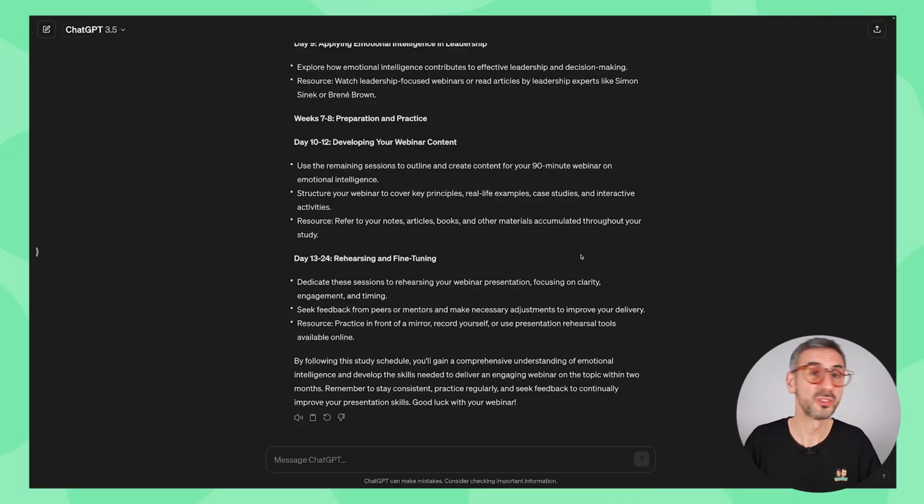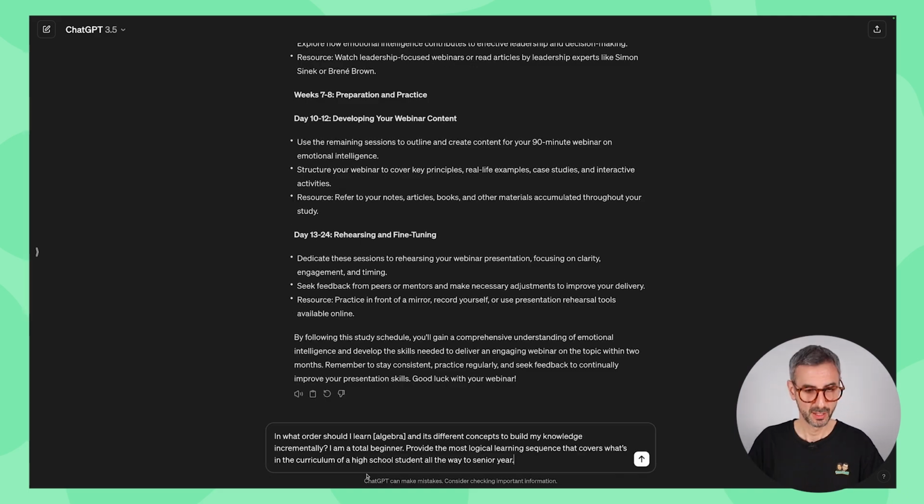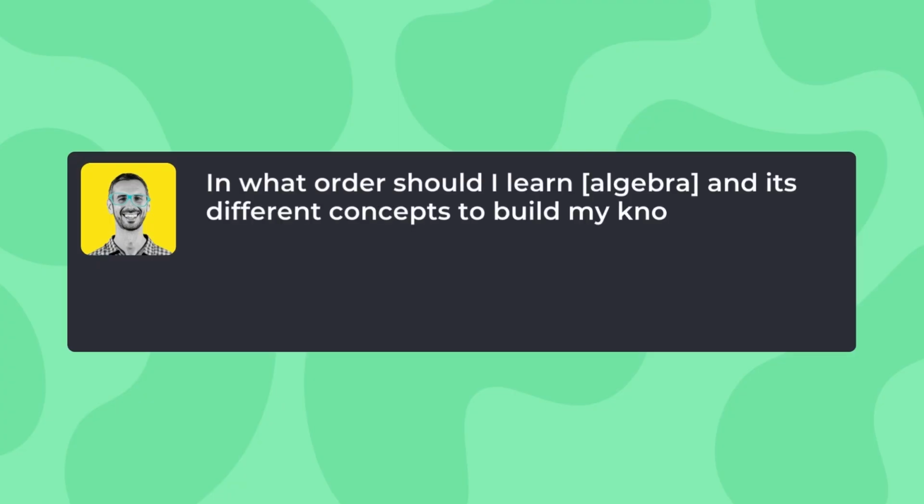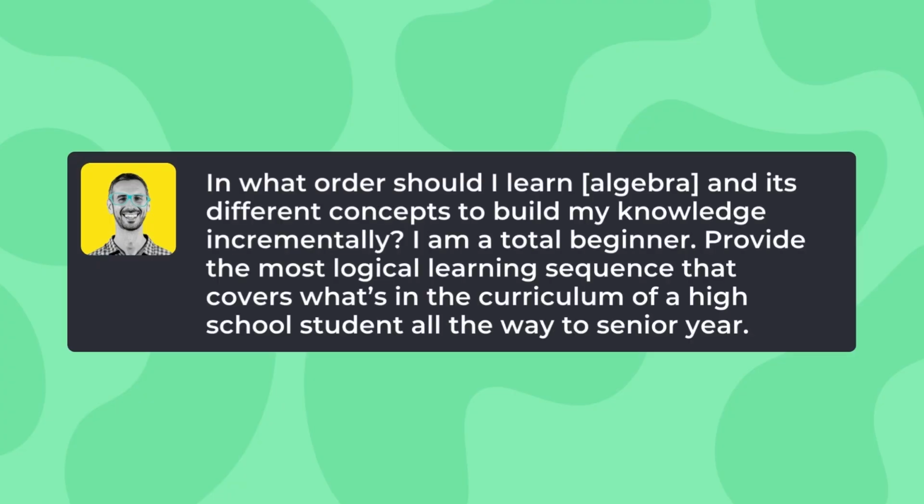All right, moving on to the last prompt for this lecture. This one is about sequencing, all right? In which order should I approach specific topics, like algebra, for example? So the prompt is the following. In what order should I learn algebra and its different concepts to build my knowledge incrementally? I am a total beginner.